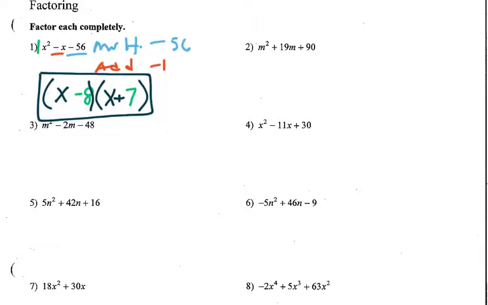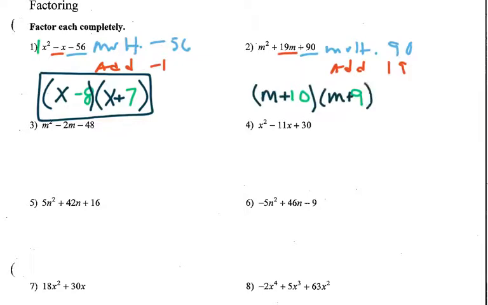The next one, again, looking for a GCF, or a greatest common factor, to divide out of everything, and we don't have one. And so then we're asking what multiplies to be 90, and then at the same time adds to be 19. The only two numbers that do that are going to be 10 and 9. And then our variable this time is an m, but don't worry if you forgot and put an x, it's all good.